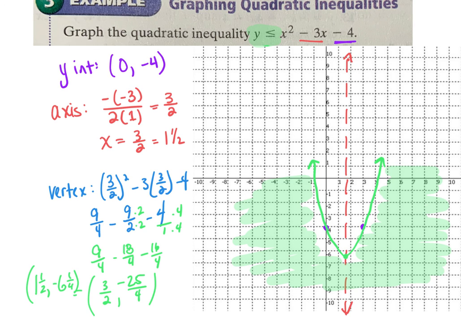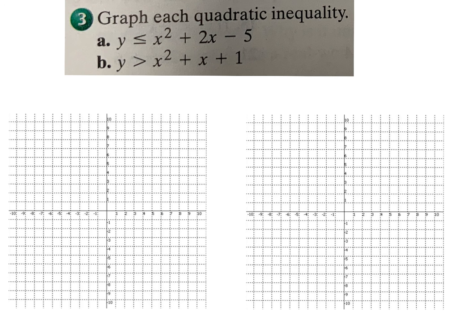So they've given you 2 to graph. They've given you A and B. One is less than or equal to, just like this one. And the other one is greater than. So bottom of page 519, graph 3A and B. For the first one, your y-intercept should have been at -5. So 0, -5 here.